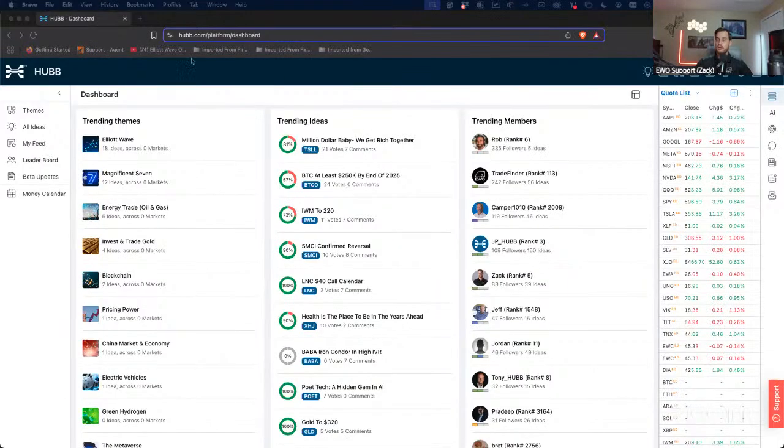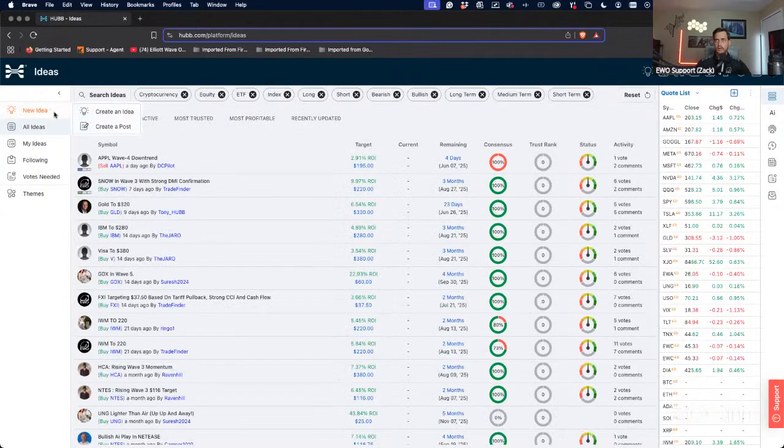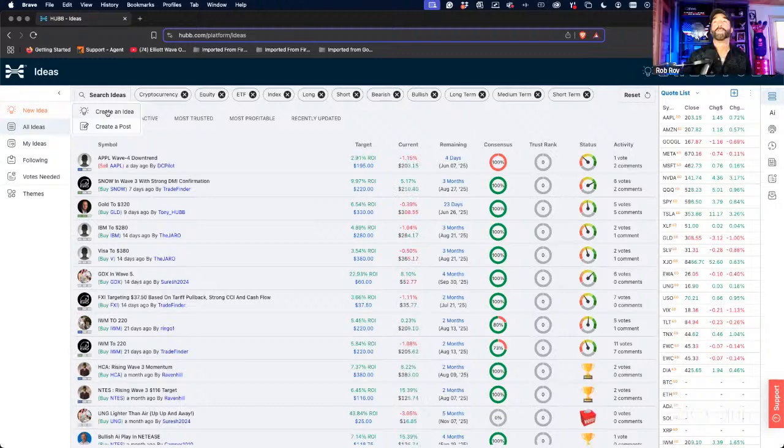So let's head over to the platform. Everyone should be able to see that screen now. Here we are at a menu view, a jumping off point of everything the platform has to offer. We're going to go up here to this light bulb to ideas, select new idea. And to confirm, Rob, is this going to be an idea or a post? This is a full idea.